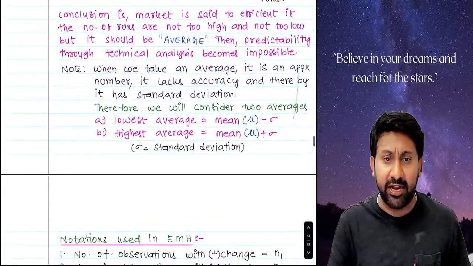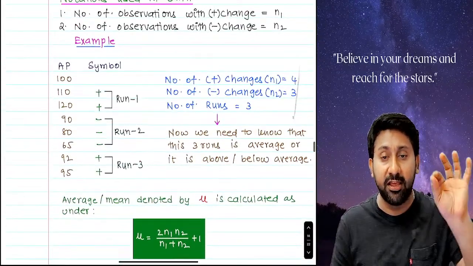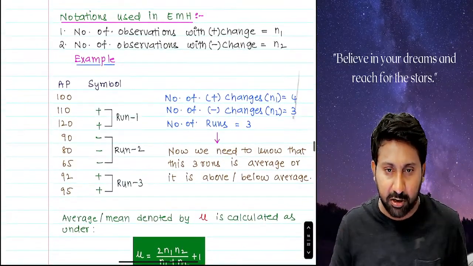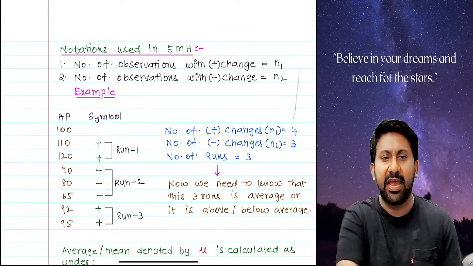Okay, sir, I didn't understand. Fastly, let us complete this concept. I am putting only 8 to 9 minutes to this concept. Listen. Notations in efficient market hypothesis. An exam question came here.